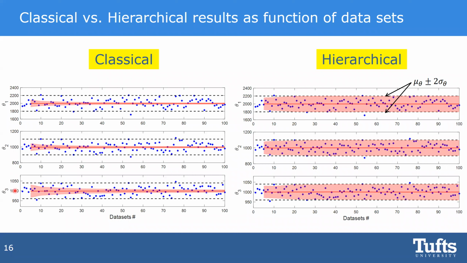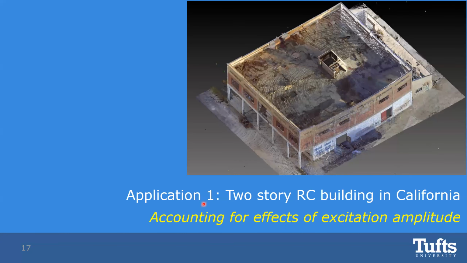So, and the horizontal axis is how many data sets you get. So the more data sets you get in classical, the smaller it becomes. Few applications. This is a building in El Centro, California that was very, very damaged and was susceptible to the amplitude of excitation. So I want to show you that here in hierarchical, I can model the amplitude of excitation on the response of the building.